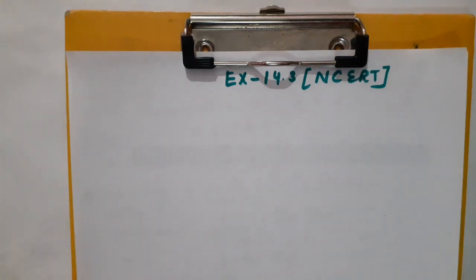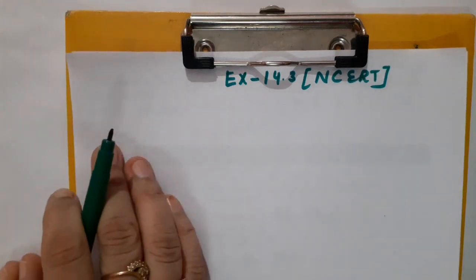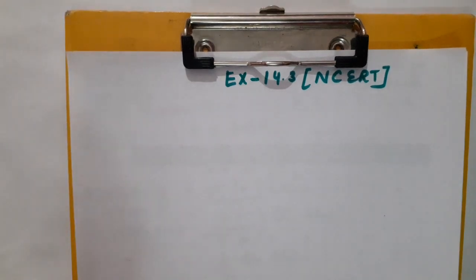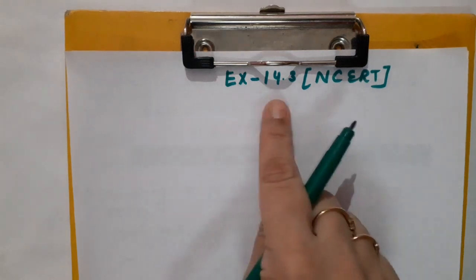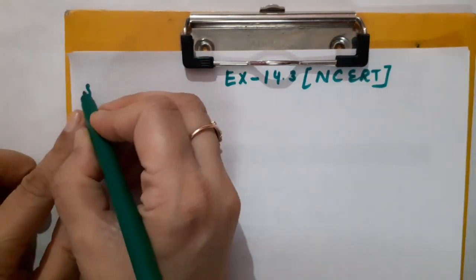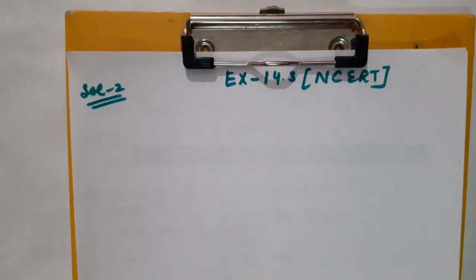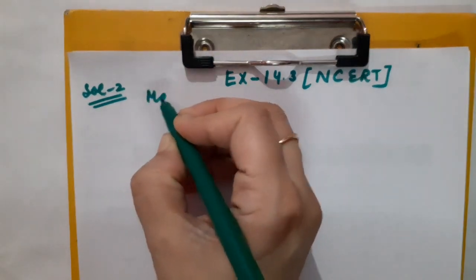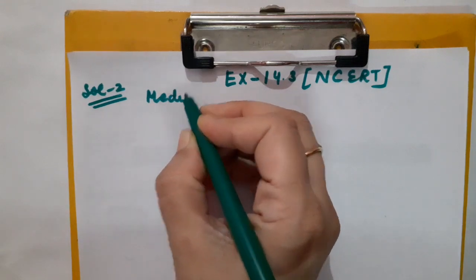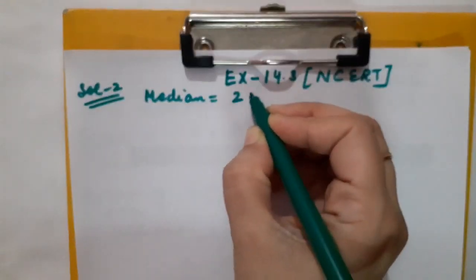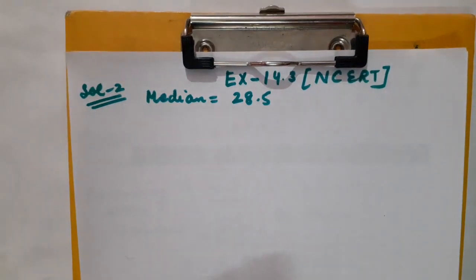Okay, children, so let us start today's class. As I told you, I am going to explain how to calculate missing frequencies when you have the median given. Regarding that, I am going to take question number 2 of exercise 14.3. Please listen to the statement carefully. If the median of the distribution given below is 28.5, we have the median given as 28.5. And we are supposed to calculate the values of x and y in the list of frequencies.